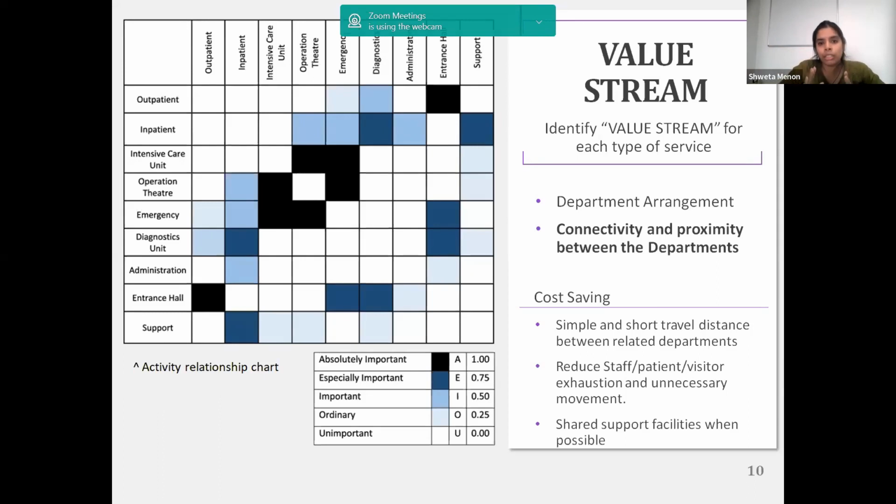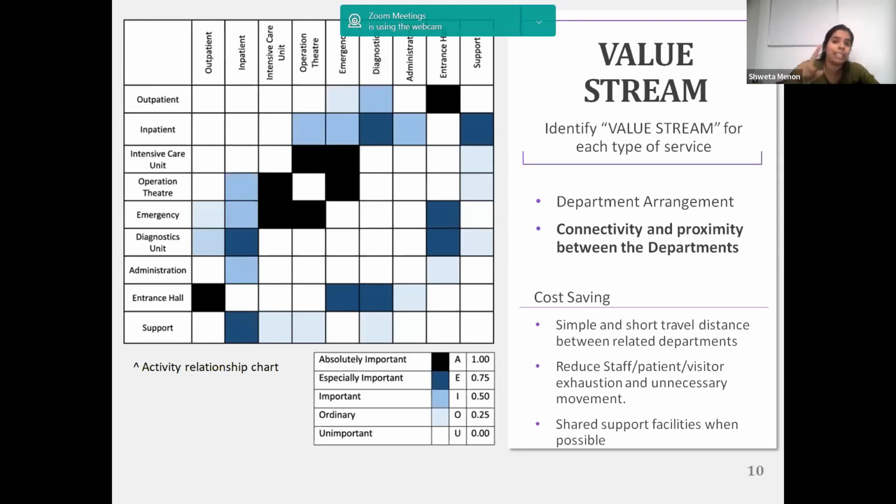So keeping the distance short, they will go quickly, finish their consultation, do the scan, come back. That way your one patient is done. So even if you've got 50 patients waiting there in your waiting area, if the process between each step is quick and fast, they will get through. Your turnover will be very fast.